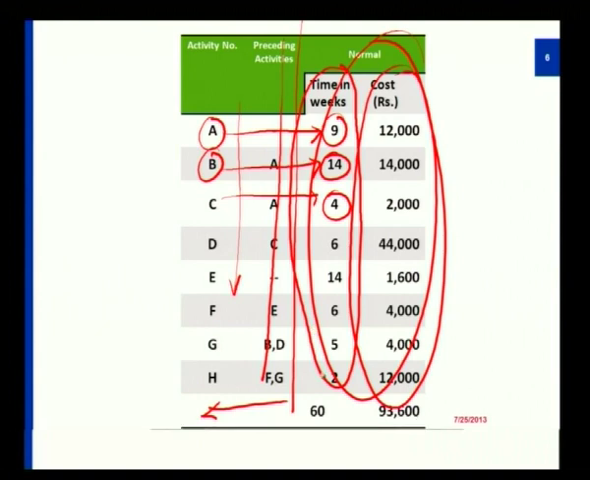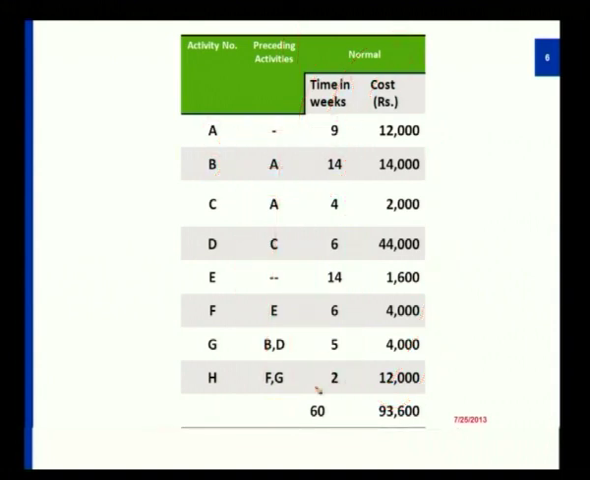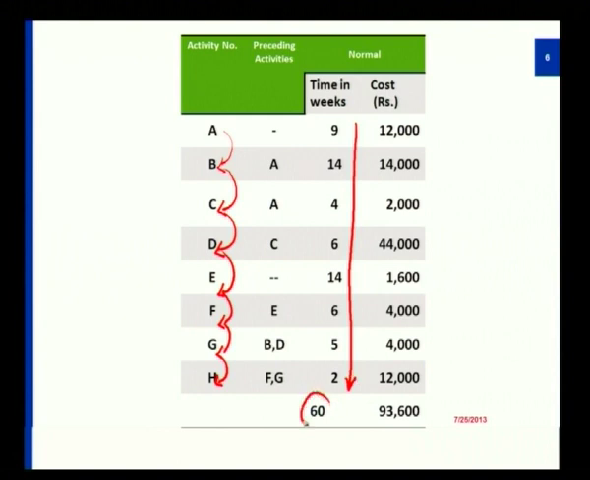Now another question turns up: when I try to execute all these activities in a sequential fashion, that is, after I execute A, then only I execute B, then C, and so on, the time that I take for doing the overall set of activities is 60 weeks. So if you take the first column with the third column, it would take 60 weeks if I execute it sequentially.